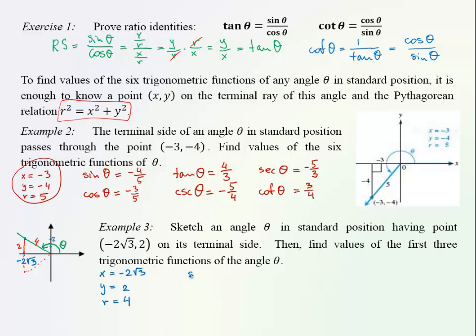So now we're ready to state what's the value of sine theta. That's y over r, so it's 2 over 4, which is 1/2. Cosine theta, which is x over r, so it's -2√3 over 4. We can simplify to -√3 over 2. And tangent theta, that's the same as y over x, so it's 2 over negative 2 root 3. After simplifying, we have negative 1 over root 3. We usually like to rationalize the denominator, so that would be actually negative root 3 over 3.